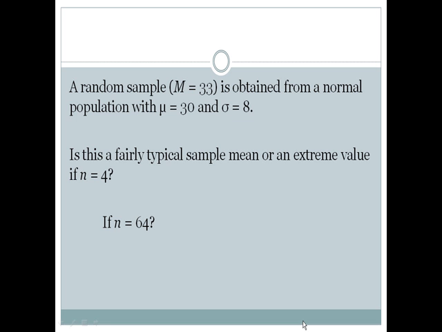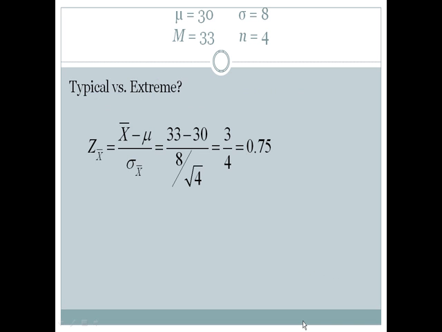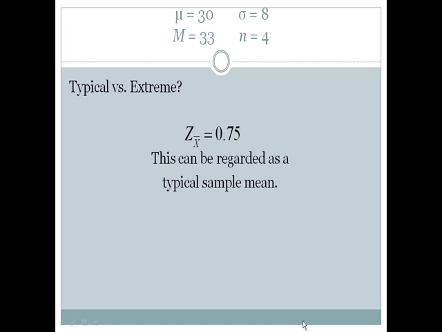Okay, let's look at n equals 4 first. So we can calculate, plugging in these numbers, we get a z-score of 0.75. 0.75 I would generally consider a typical sample mean. It's within 1 standard error of the mean. It's very close.